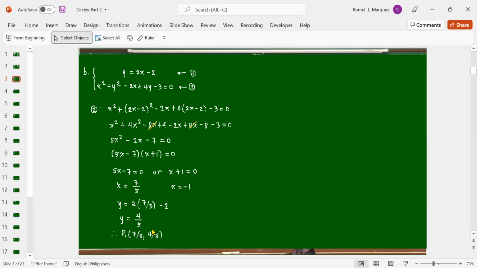Get it, guys? So this is one of the points of intersection. Let's see the other point of intersection. If x equals negative 1, what is y? We have 2 times negative 1 minus 2. Y therefore is equal to negative 4. Therefore, the second point of intersection of this line and the circle, we have negative 1, negative 4. Get it, guys?